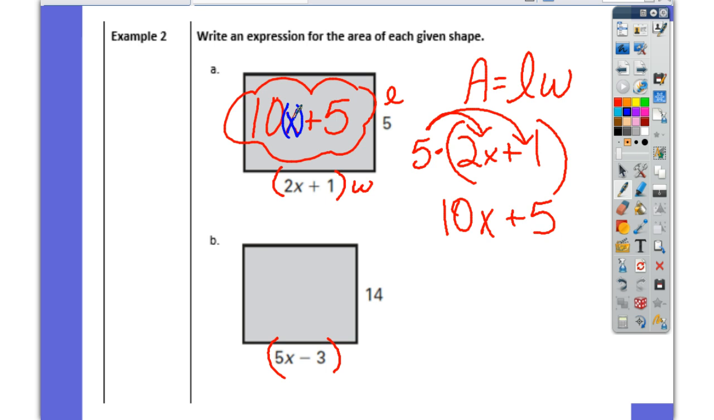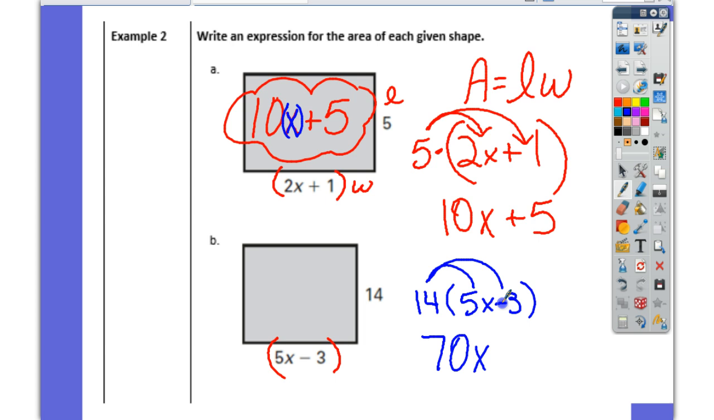Try B. Now we know that we're going to take 14 times the parenthesis 5x minus 3. 14 times 5x is 70x. 14 times a negative 3 is a negative 42. All right, next page.